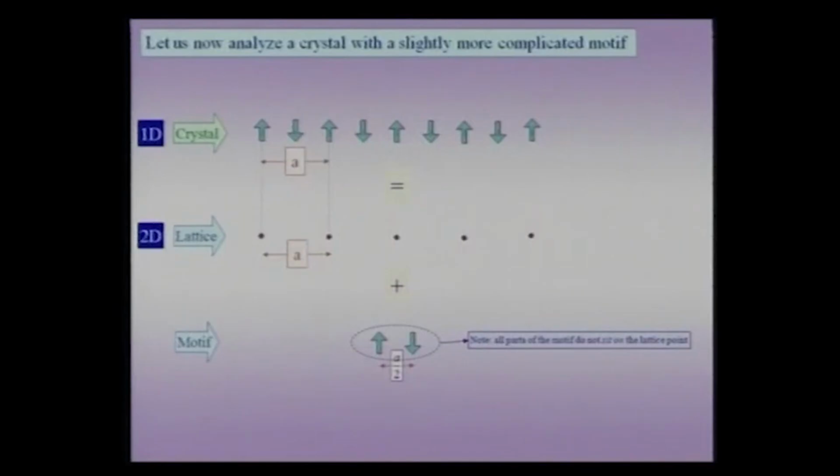Then we went on to understand a slightly more complicated motif, and we will consider this motif again and again in various contexts to understand various kinds of important concepts which come in crystallography. And this was the example wherein we had an up arrow and a down arrow decorating a lattice with lattice parameter A. We had said that the motif in this case is an up arrow and a down arrow, with a spacing between the components of the motif being A by 2.